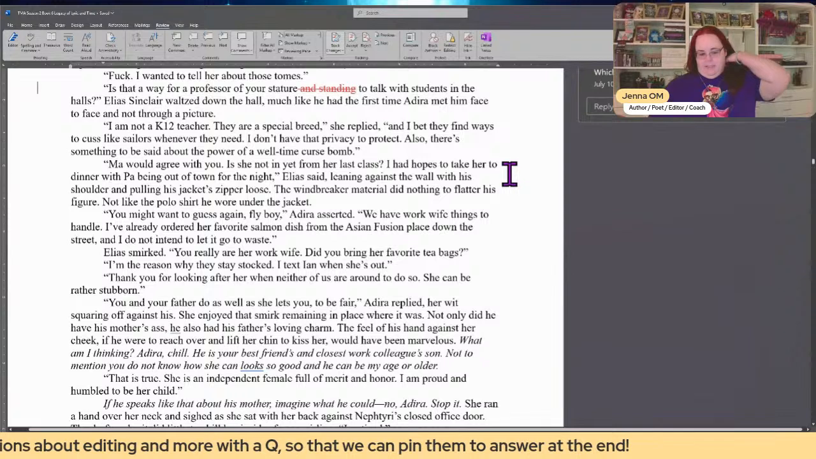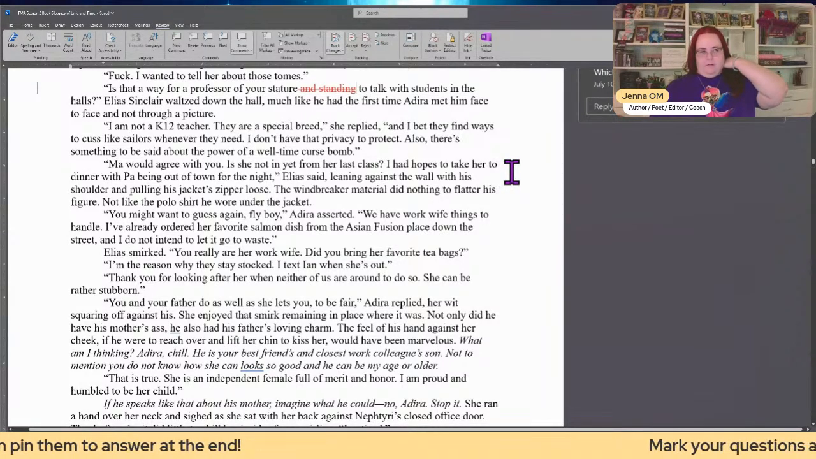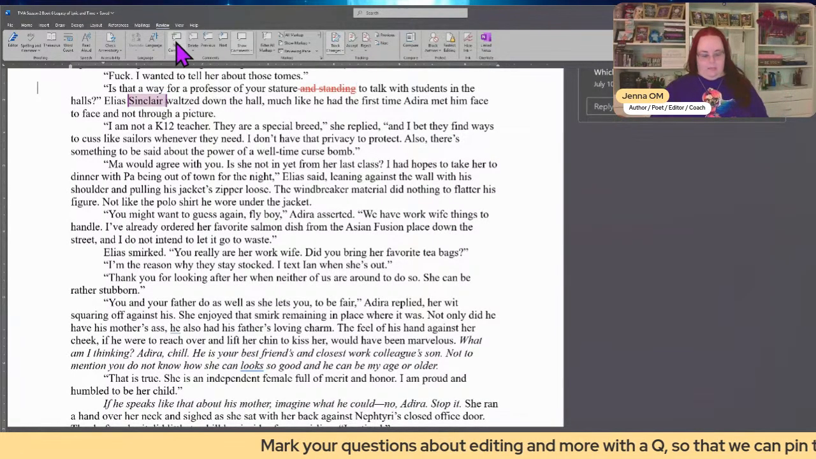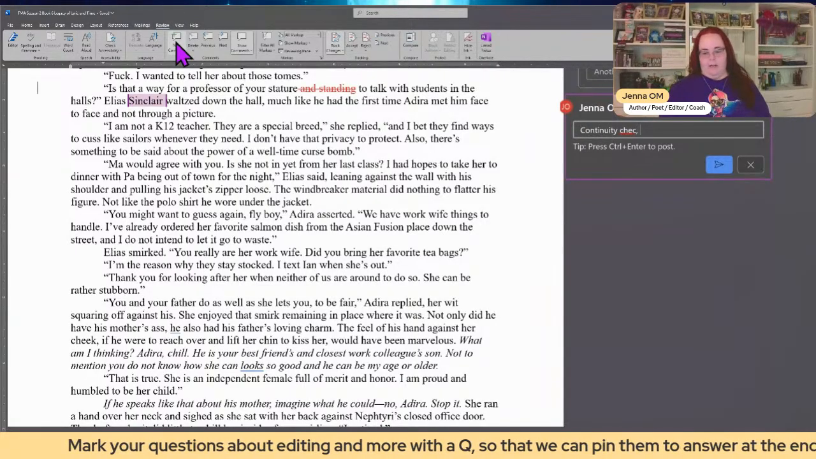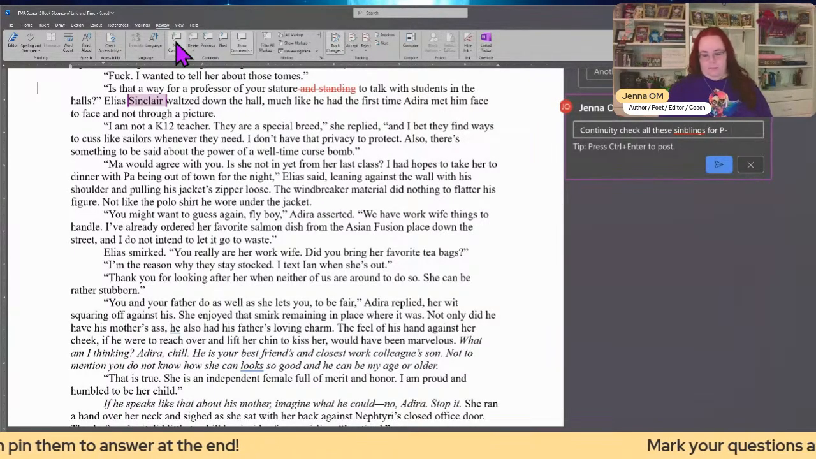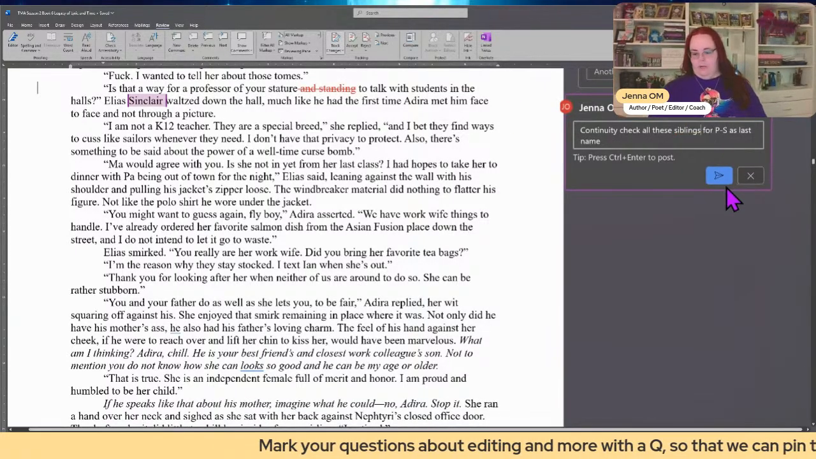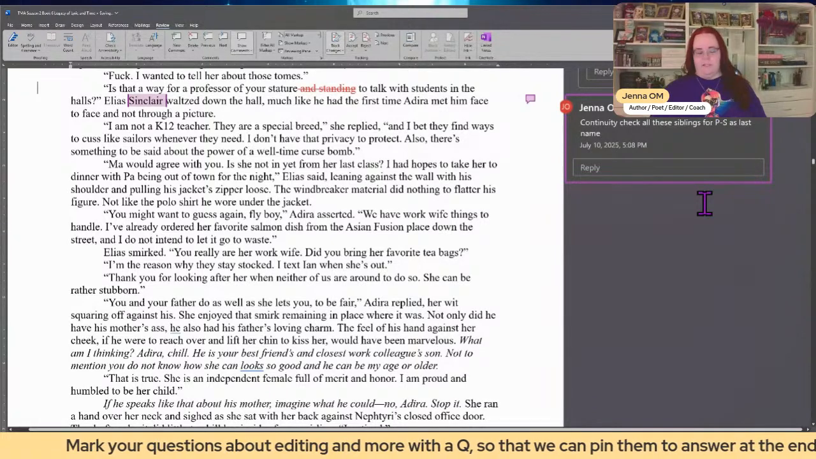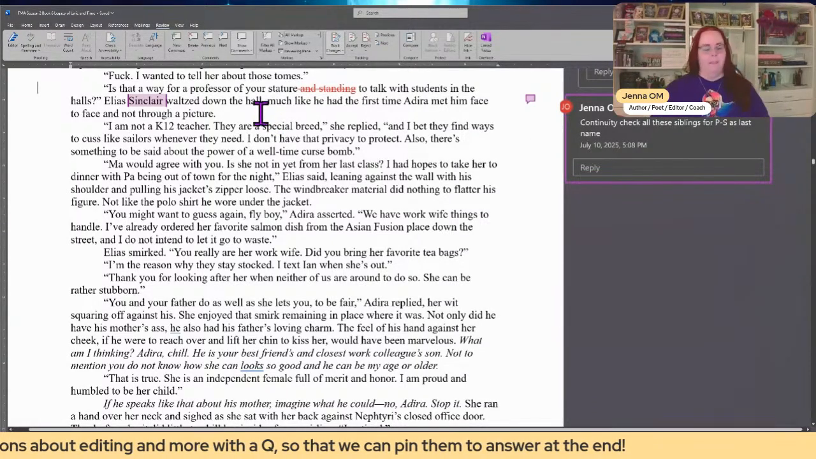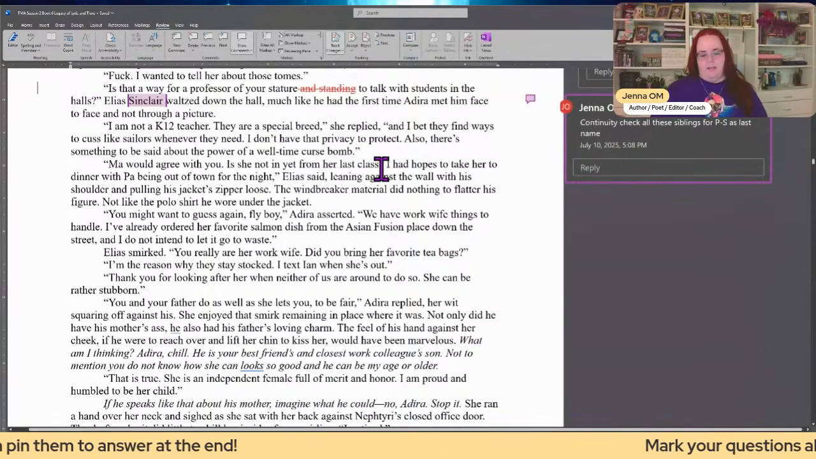Anyway, so is that a way for a professor of your stature and standing to talk with students in the halls? Yeah, "halls" makes sense because she's on the third floor. Elias Sinclair, and I need to continuity check all these siblings for Ptolemy Sinclair as a last name, because I think for his sisters I introduced them as Ptolemy Sinclair, but I've got to make that fit. So Elias Sinclair waltzed down the hall, much like he had the first time Adira met him face to face.